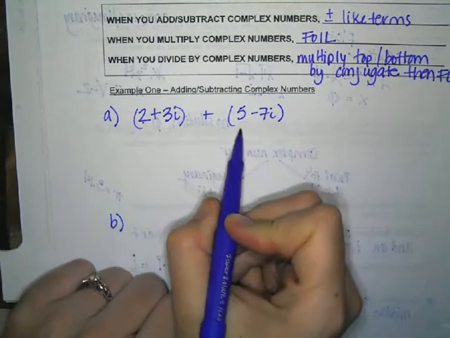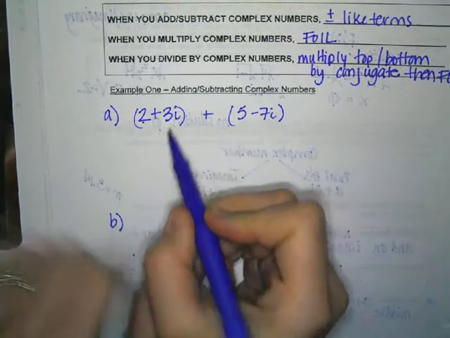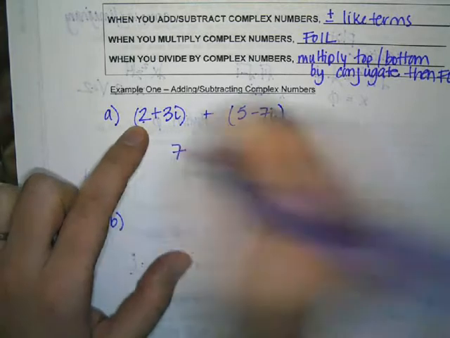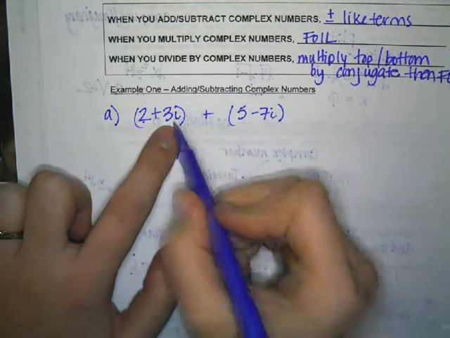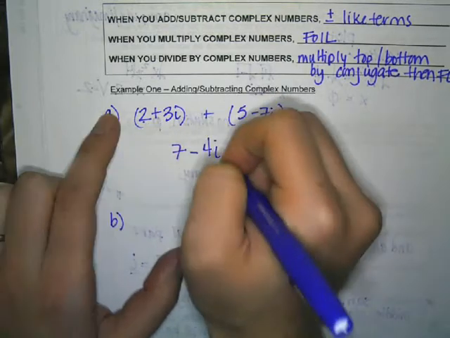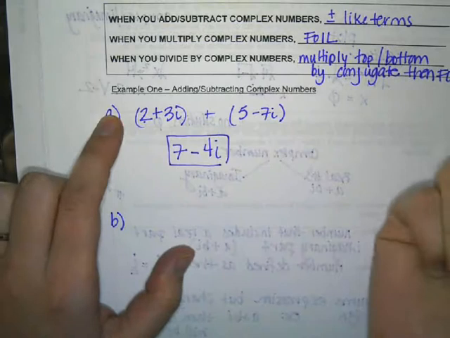We're just going to add like terms. So the like term with 2 is 5, so 2 plus 5 gives me 7. The like term with 3i is negative 7i, so 3 plus negative 7 gives you negative 4i. That's it. That's all you have to do.